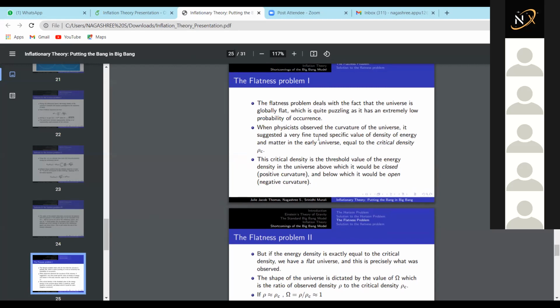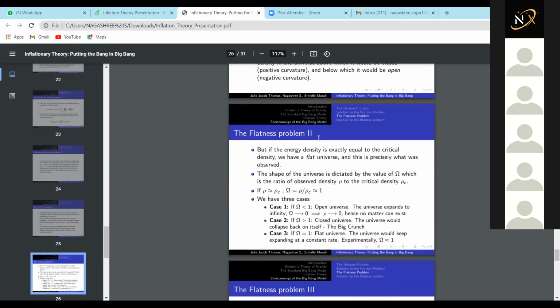Yeah, okay. The first problem was the horizon problem, and the second is the flatness problem. We all know the universe is flat. For the universe to be flat, the curvature parameter k should be equal to 0. We all know from the experimental proofs that omega is equal to 1. So omega is nothing but the ratio of the observed density to the critical density.